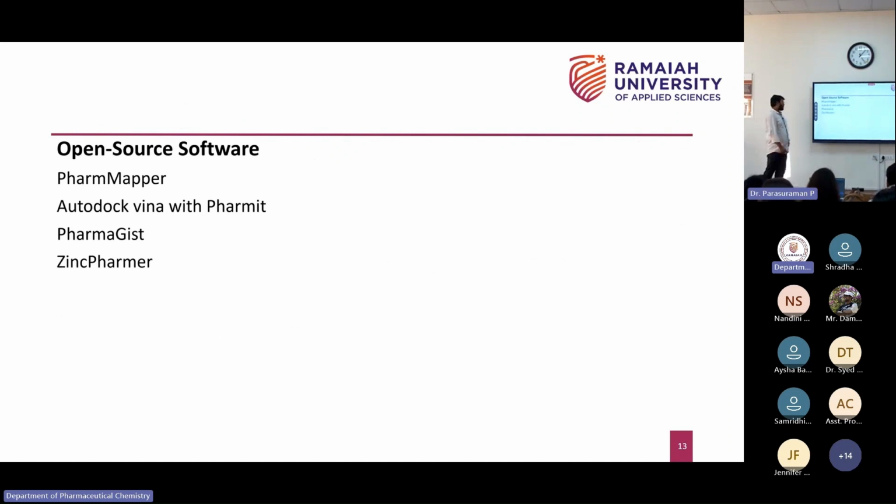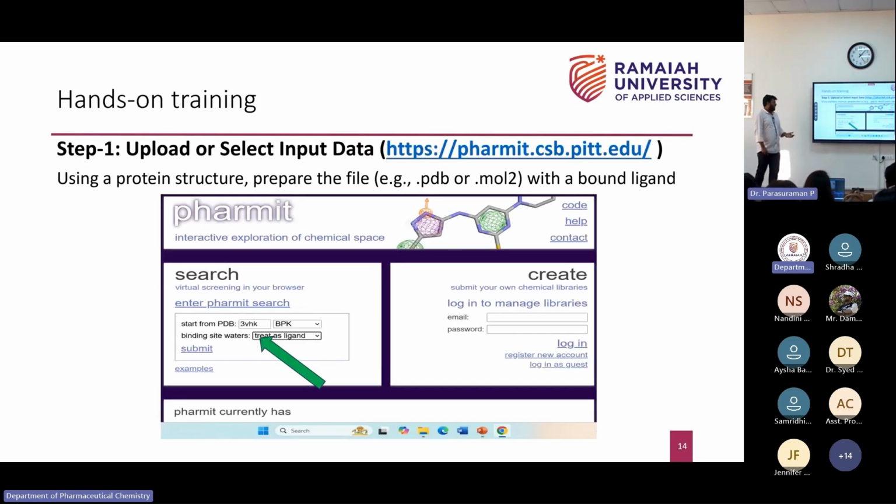Next, what are the open software tools used? PharmMapper, AutoDock Vina with Pharmit, PharmaGist, and ZINCPharmer. These are all open software. Next, I'll show the demo.